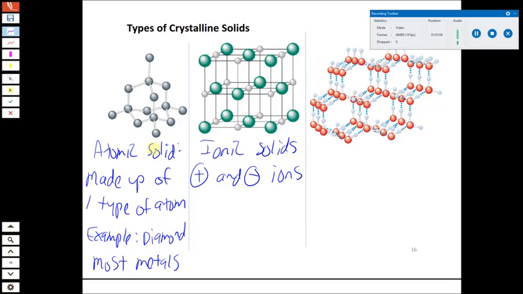So in an atomic solid, the lattice points are just the individual atoms. In ionic solids, you have two different types of lattice points. You have positive and negative ions that repeat themselves over and over again. And we saw this, basically any ionic compound that we could think of is going to be classified as an ionic solid in this crystalline form.